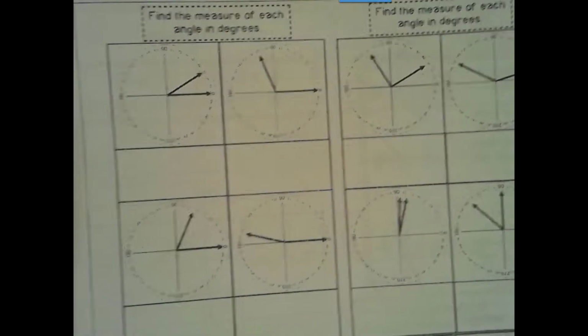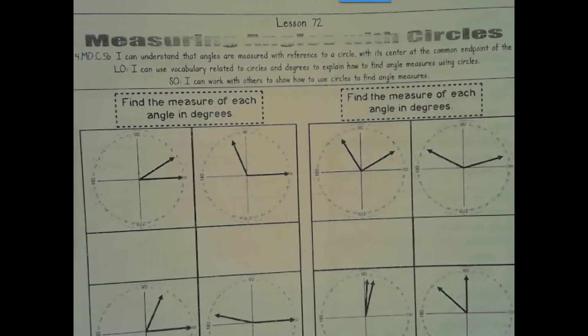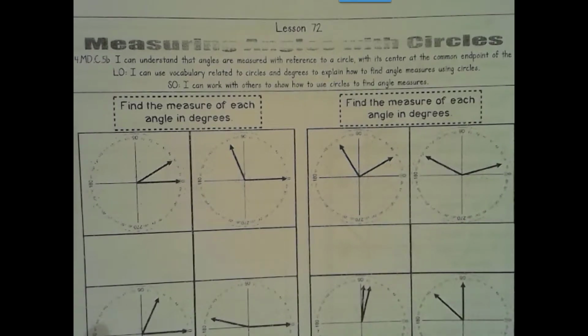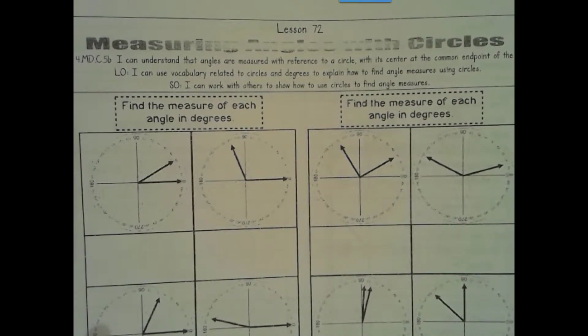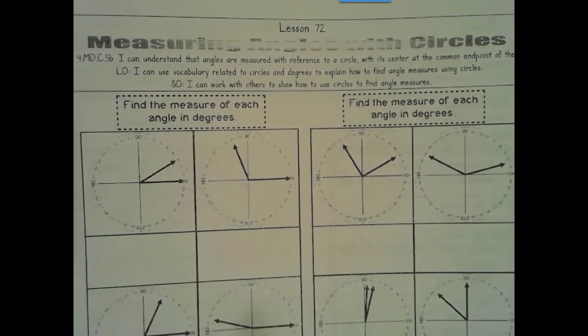So in our previous lesson, we looked at angle measures in comparison to circles, dividing up circles into pieces. There's always 360 degrees in the full circle.